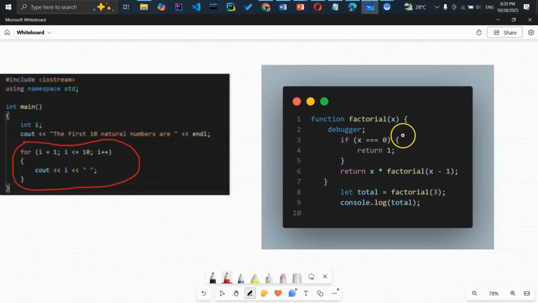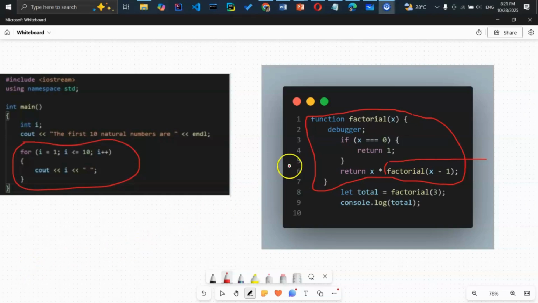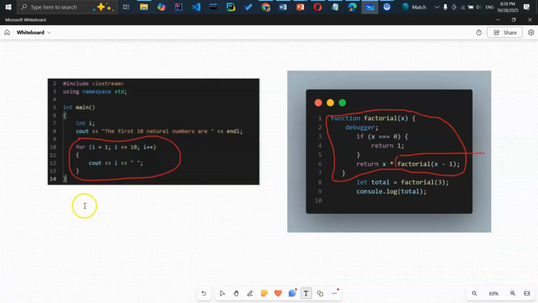What is a function? A function is this, right? In the function, you can see it calls itself. This is the function name, factorial. You can see again it calls the function name, factorial. And this is the recursion. This is the iteration, right?